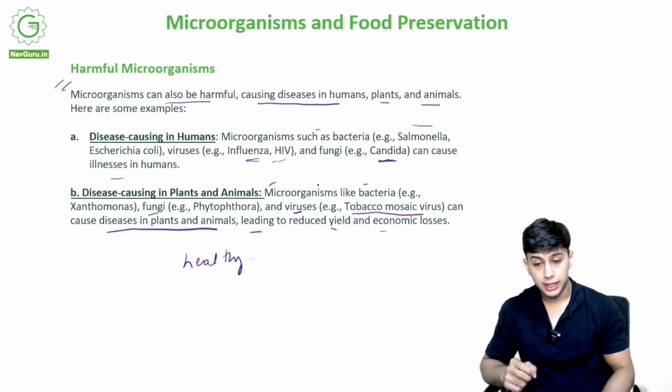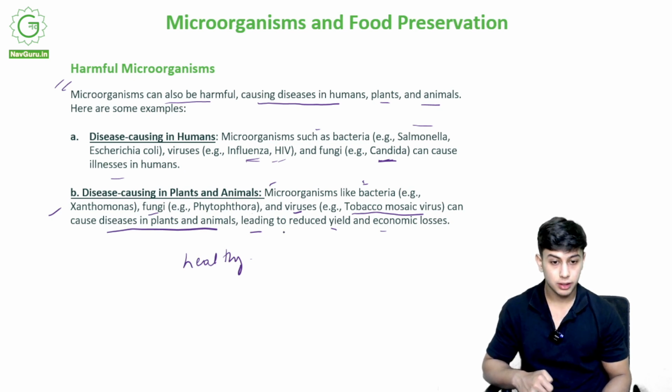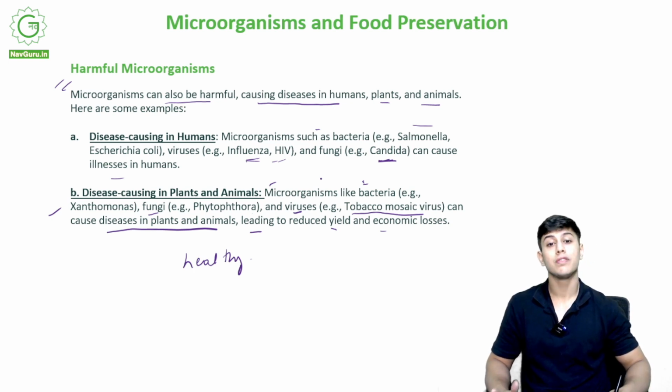So again, Xanthomonas is a bacterial disease on plants. Phytophthora are fungi that affect plants and animals. Okay, what happens? It leads to less yield, meaning less milk will be produced if the cow is sick, and less crop will be produced if the crop is unwell. And this leads to a lot of money losses.